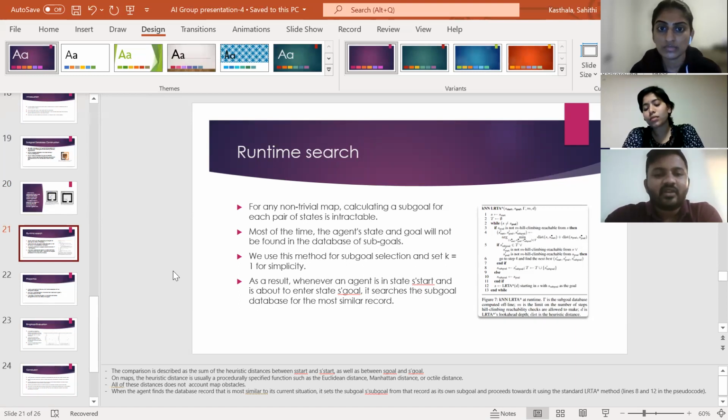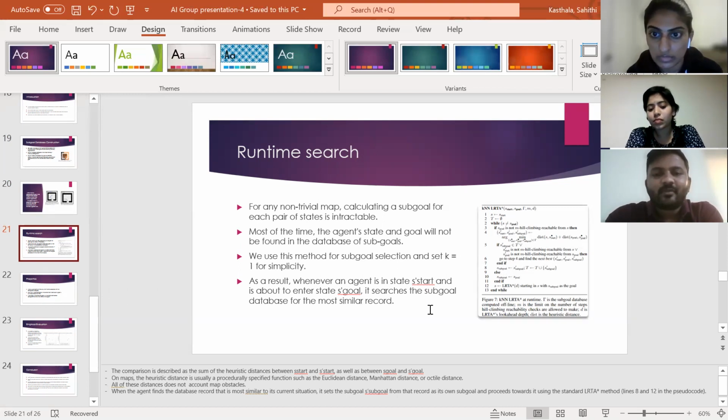When an agent finds the database record that is most similar to its current situation, it sets the subgoal from that record as its own subgoal and proceeds towards it using the standard LRTA method. As we can see, there are some properties here.